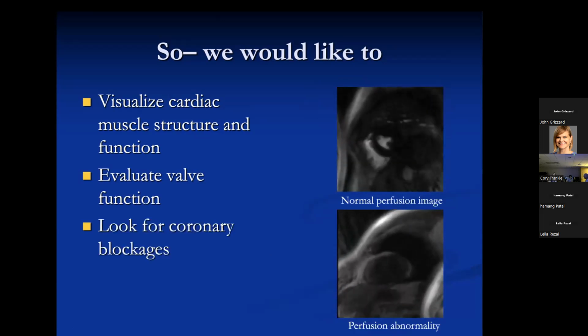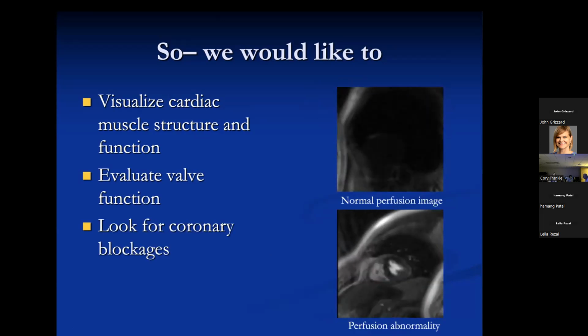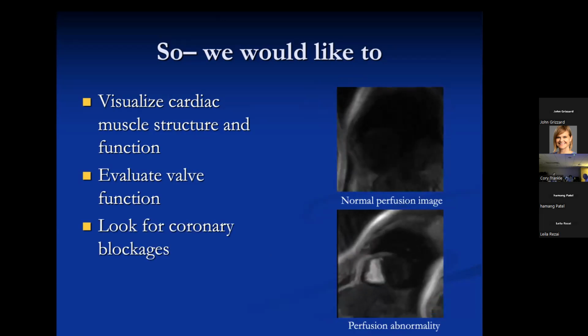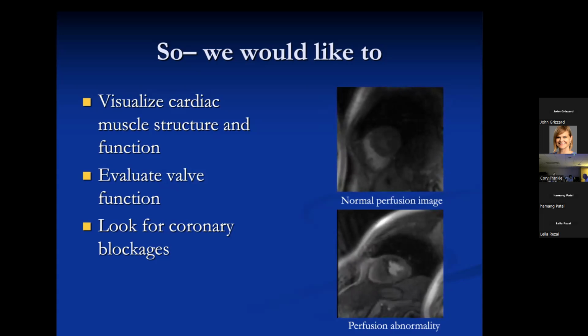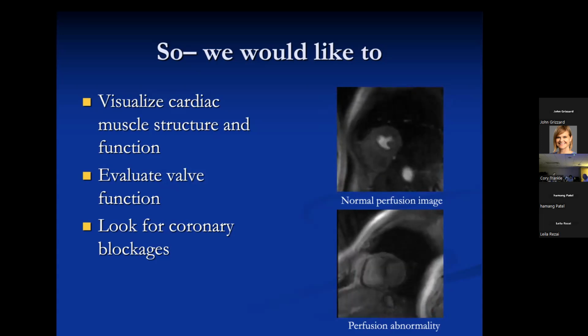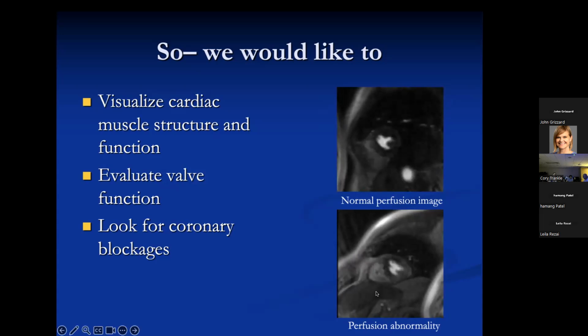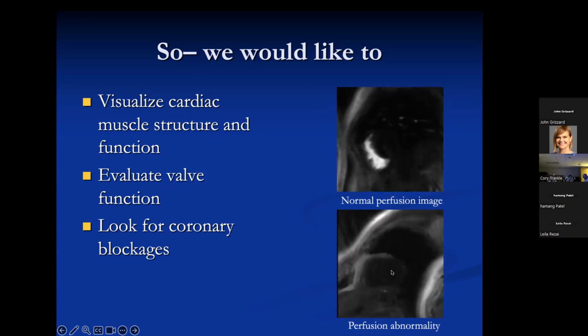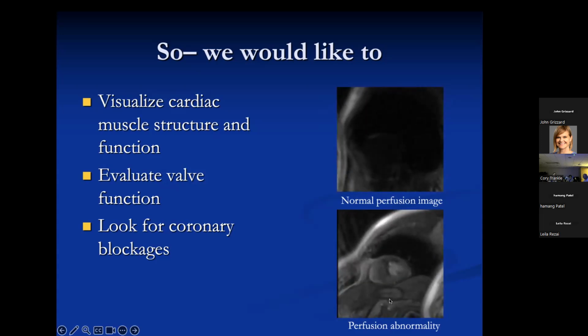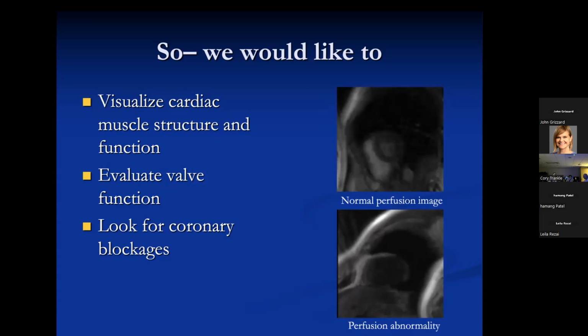Another thing we'd like to be able to do is evaluate for coronary blockages, areas of impaired perfusion. At the top, you see a normal perfusion image. I should find one that has a better dark rim artifact, which provides the greatest source of confusion in interpreting perfusion imaging. At the bottom, though, you have a pretty clearly abnormal perfusion sequence. As opposed to the delayed enhancement sequence, on these images, it's the dark area that's abnormal. So you see that the anterior septal wall is dark.